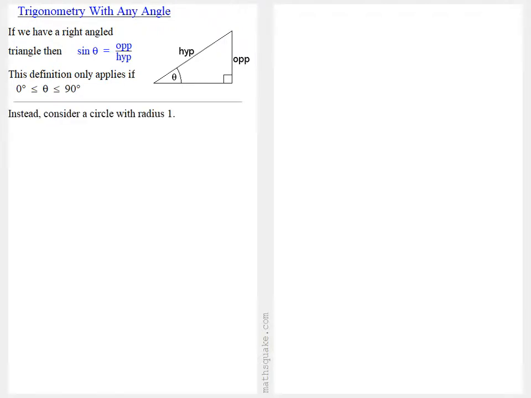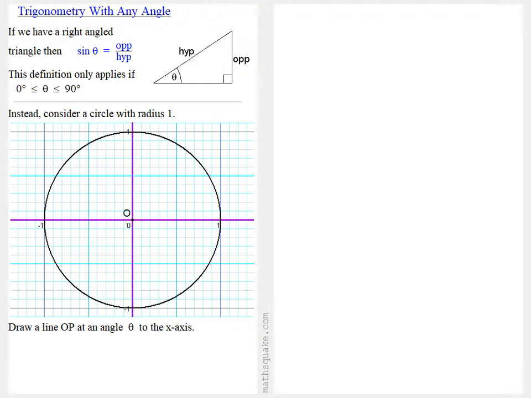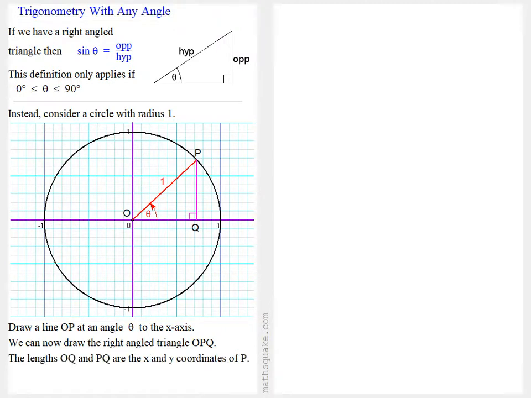So instead, let's consider a circle with radius 1. Now we can draw a line at an angle theta to the x-axis, and then we can draw the right-angled triangle OPQ. Now, the lengths OQ and PQ are the x and y coordinates of P.